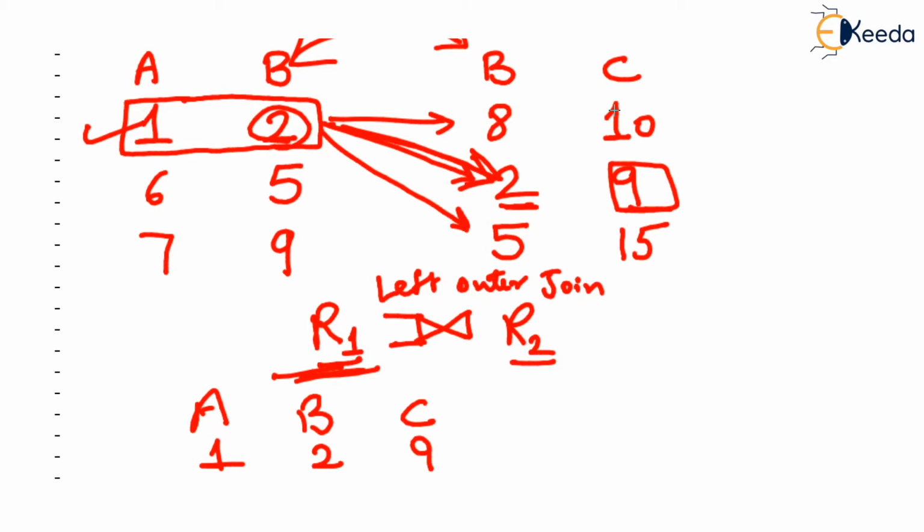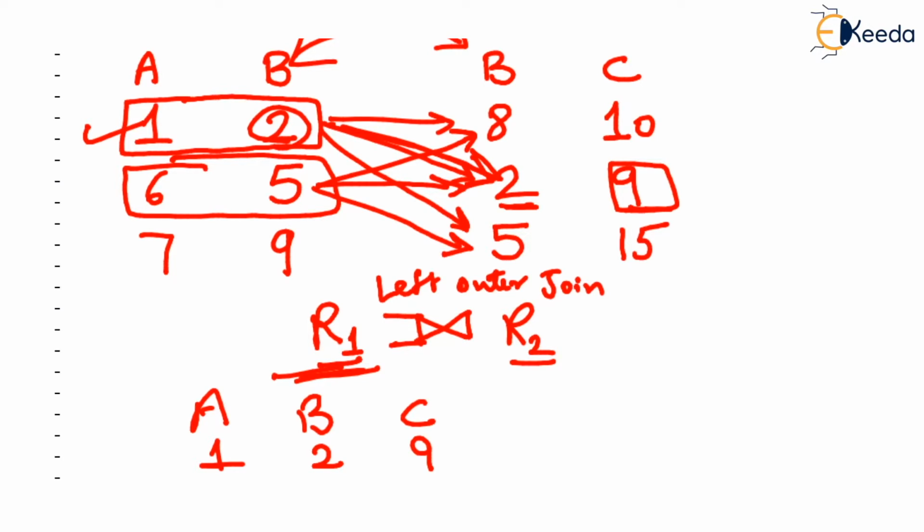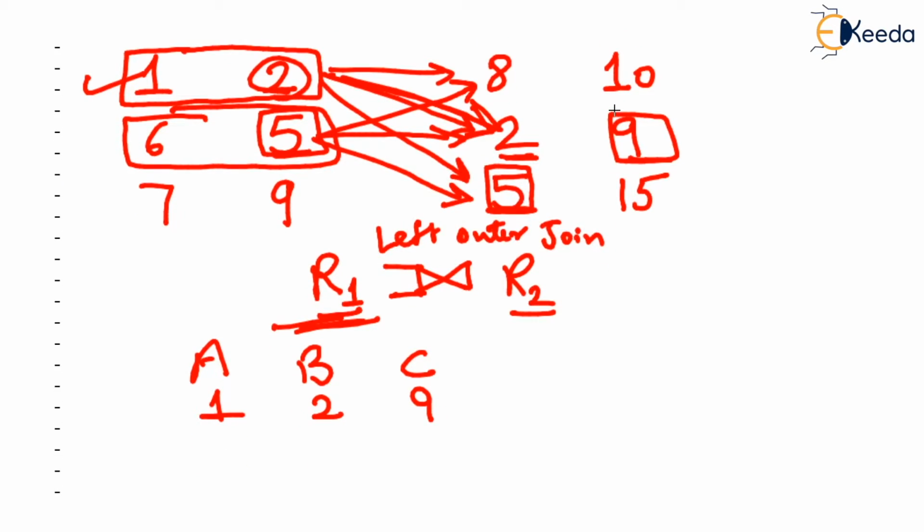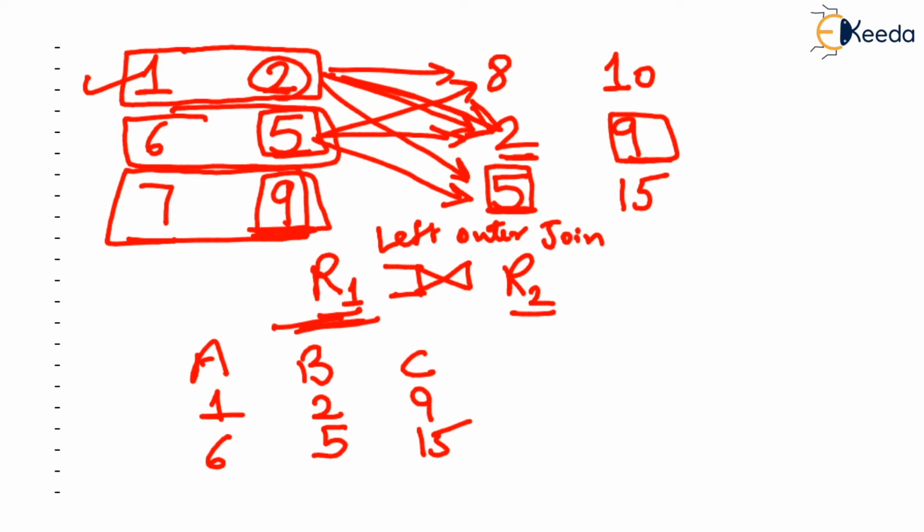Now what happens with the 6, 5? Obviously 6, 5 is joined with 8, 8, 10, 2, 9, and 5, 15. And we are talking about natural join, and the 5 under this B matches the 5 under this B here in R1. So obviously 6, 5 is selected along with 15. Now talk about this last row 7, 9. Unfortunately 9 here under B doesn't get any match under the B column of R2.